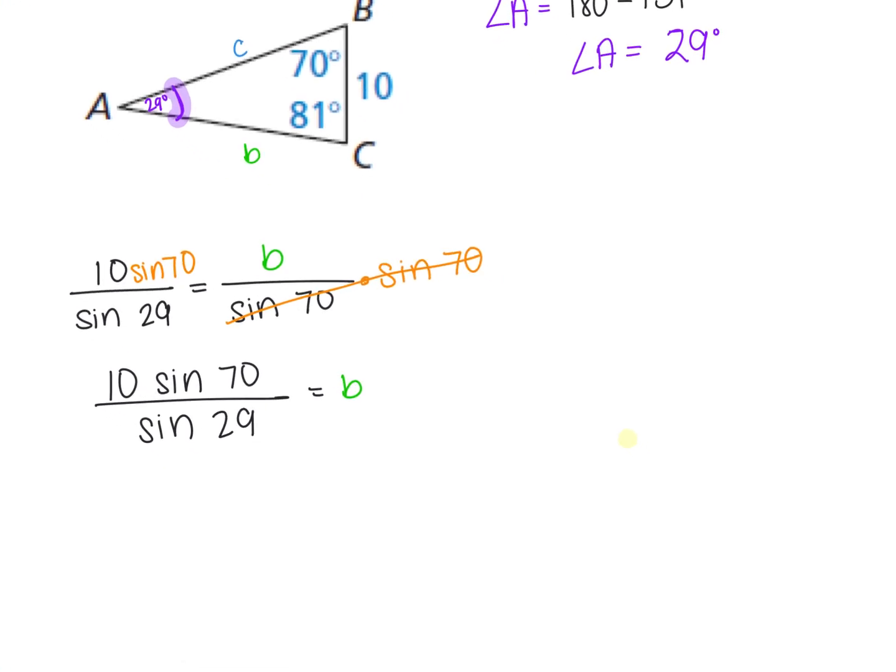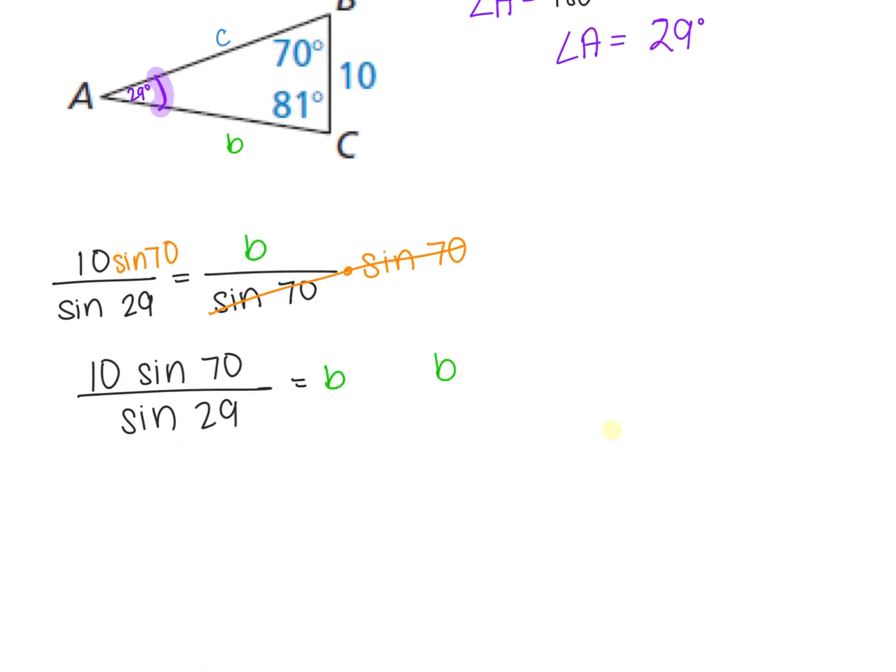If I solve this correctly on my calculator, what does side B equal? You could tell me. What is it? 19 point what? 19.4. And that's my answer for side B.